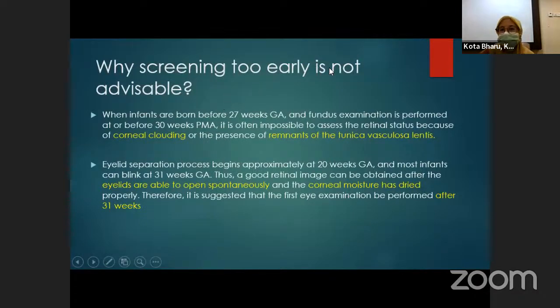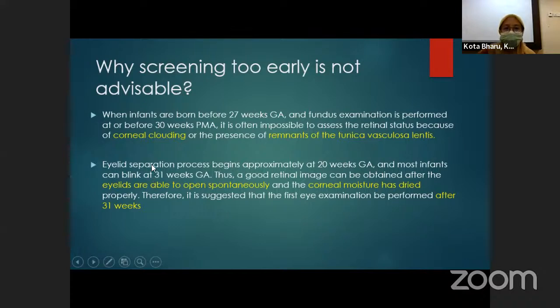Why is screening too early not advisable? Because when the infant is born at 27 weeks and fundus examination is performed before 30 weeks of gestational age, it is often impossible to assess the retinal status because of corneal clouding, and also the presence of remnant of tunica vasculosa lentis, which is a problem of media from the cornea and also the vitreous.